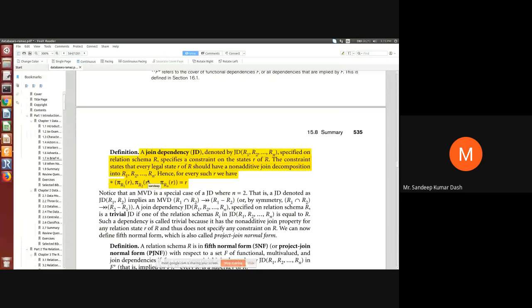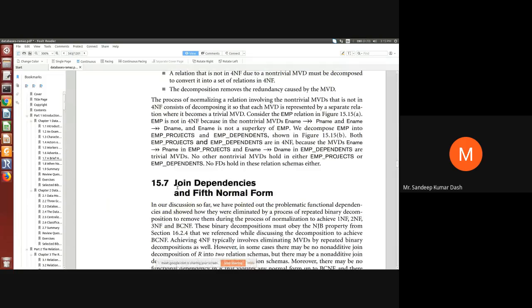That was the equijoin. But when you write a natural join, there is no requirement of any equals sign. So when you join R1, R2 up to Rn in terms of natural join, you should get the original relation back. For example, see here.